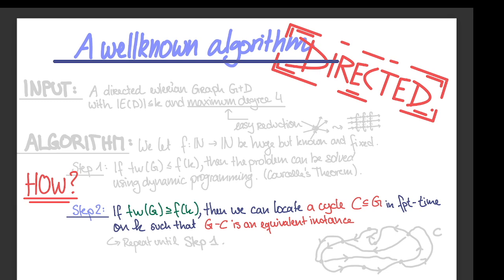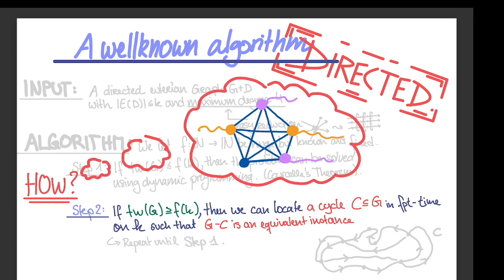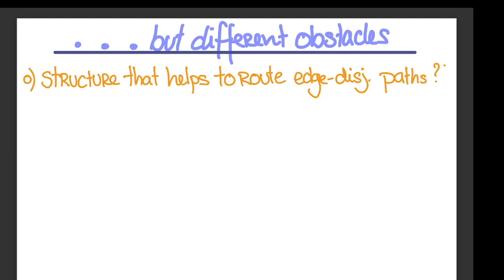Right, let's think what happened in the undirected setting, right? We had some clique, something that helps us with routing, so that you don't need everything in the clique to route. There was some vertex that was irrelevant. So the question is, what structure helps with routing edge disjoint paths? And the answer is a router.